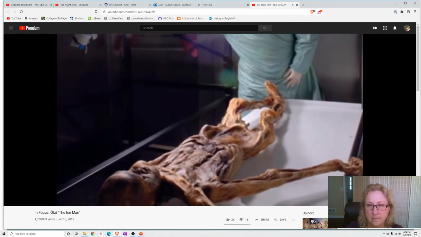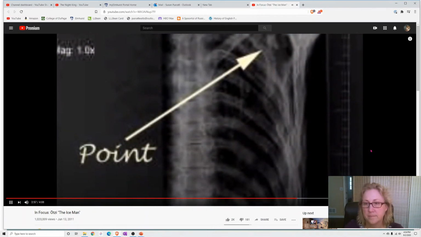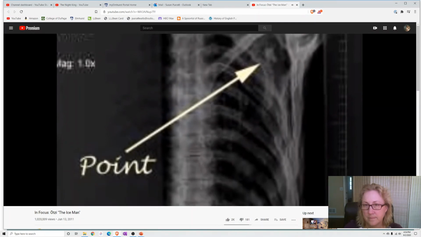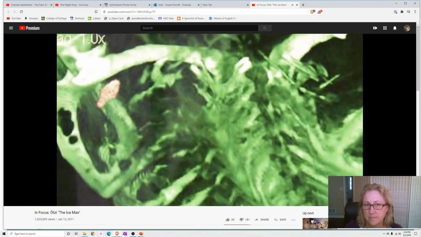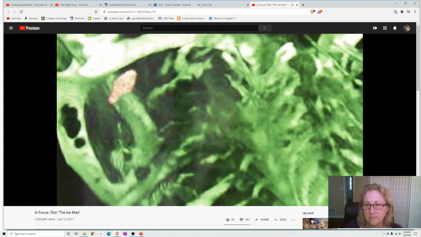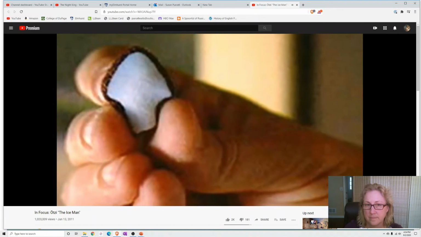A combination of CT scans and X-rays quickly revealed that he had actually had an arrowhead lodged in his shoulder blade. Remarkably, this had been missed, and along with a corresponding hole in Ötzi's skin, his cause of death became horrifically clear.